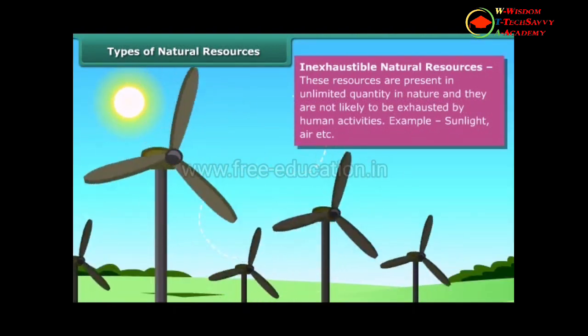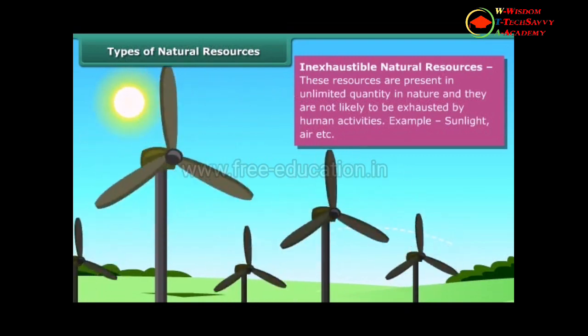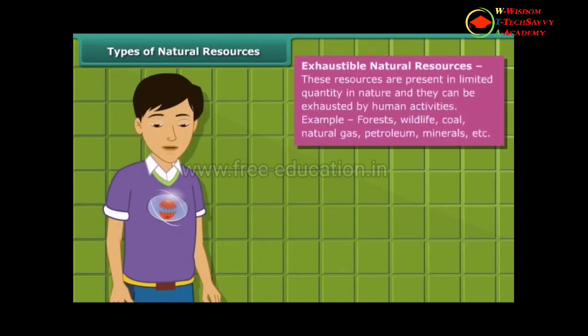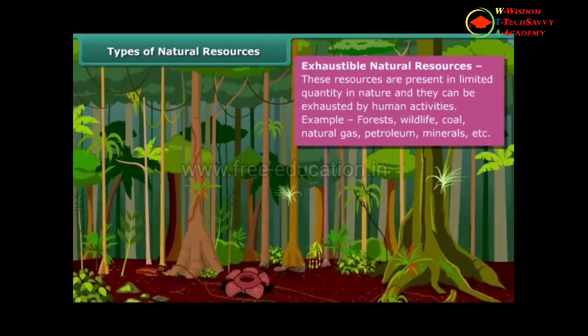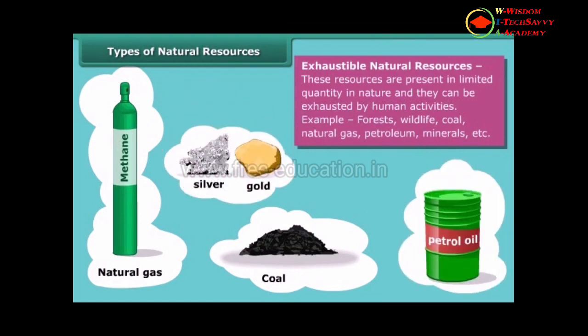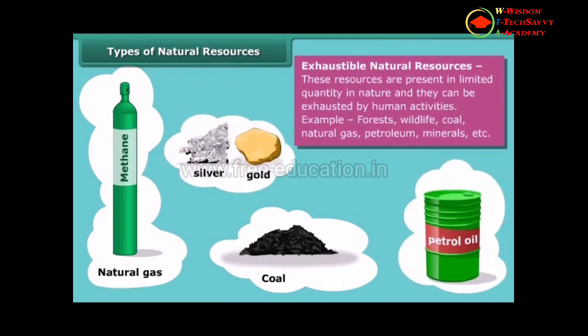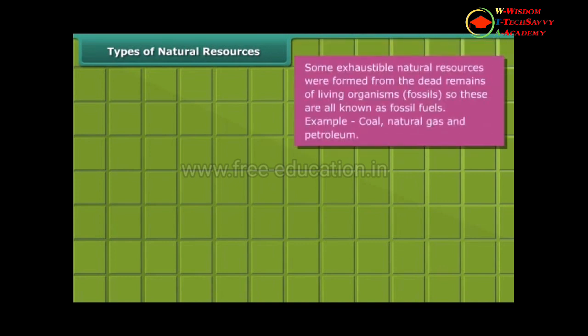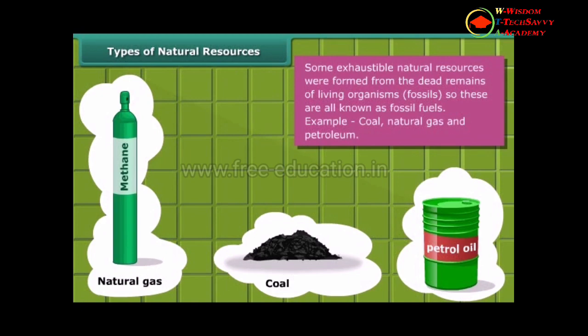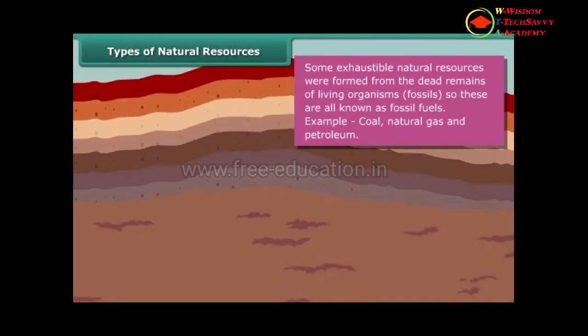Sunlight and air are examples of such resources. On the other side, the amount of exhaustible resources is limited and they can be exhausted by human activities and consumption. Forests, wildlife, coal, natural gas, petroleum, minerals are examples of these resources. Do you know that some exhaustible resources like coal, natural gas and petroleum were formed from the dead remains of living organisms called fossils, and hence these are also known as fossil fuels?